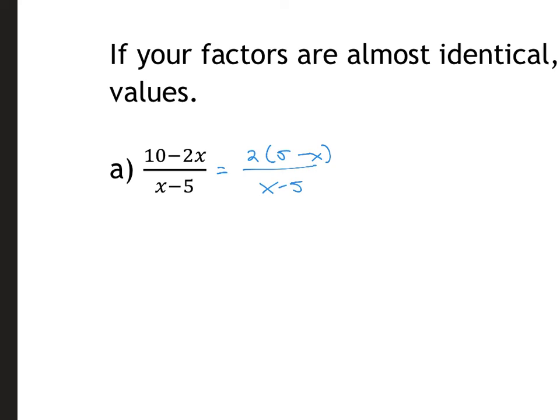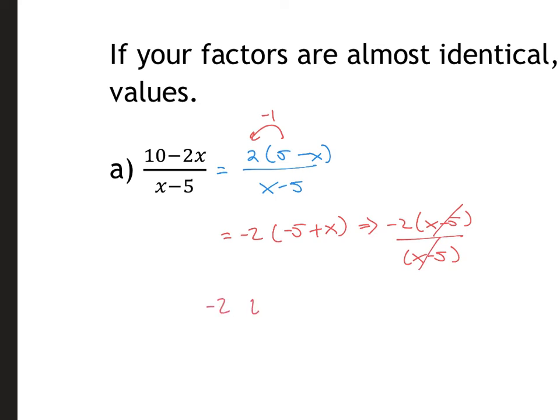So if you look at these parentheses here, you see how those signs are just opposite? So what I'm going to do is I'm going to take out a negative 1. So if I take out a negative 1, that makes that a negative 2 up top, but it allows me to change these signs. Okay? So if I flip this around, that's x minus 5. And now you're allowed to cancel this out. So my answer here is going to be negative 2, and my excluded value x cannot equal 5.